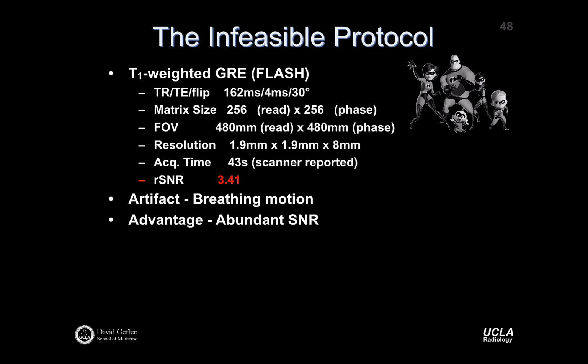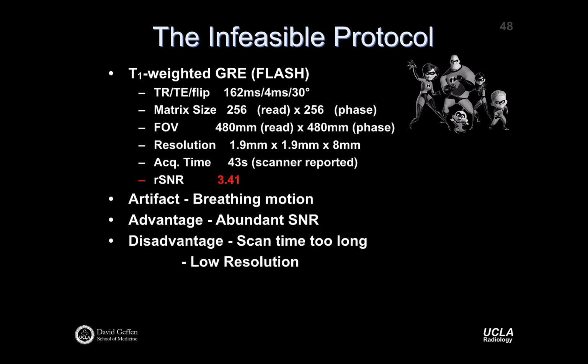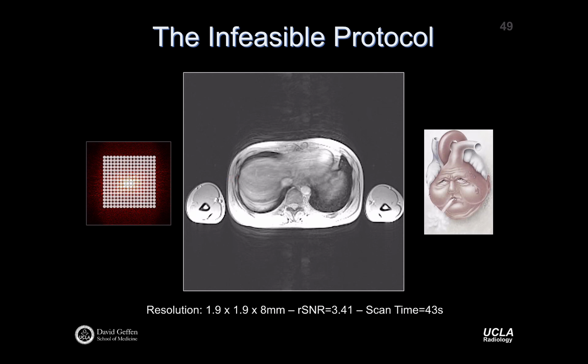The advantage might be that you'll have abundant signal to noise. Let's say our target relative signal to noise is 1. So this is actually kind of too good for what's required for image interpretation, but obviously the artifacts can totally kill all of that. Obvious disadvantage, scan time is too long, and in fact I think the resolution isn't really all that great. So here's an example of how this could potentially look.